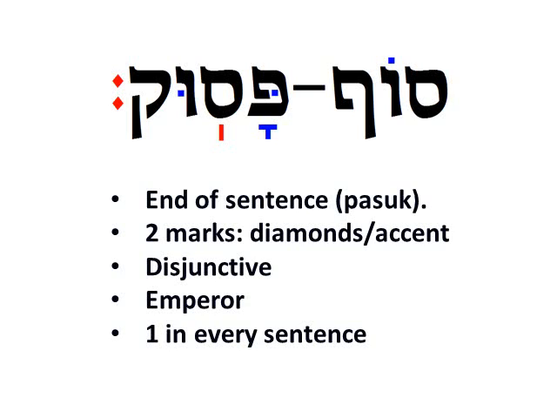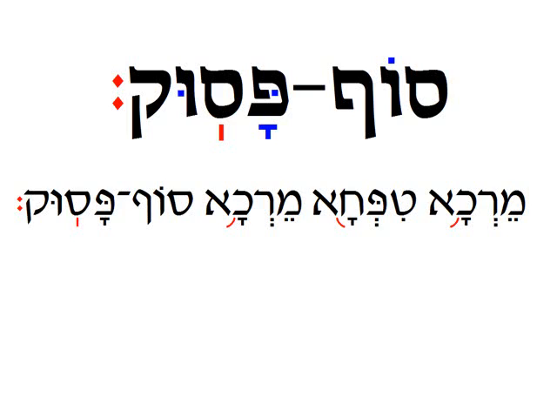The Sof Pasuk is a disjunctive trope, and that is, it ends a phrase. So the trope family will come before this actual trope. And it's also an emperor, and that is that it takes on probably the most weight of any trope mark. It's like a period in a sentence, and there's only one in every sentence of trope. The Sof Pasuk itself, as you can see from this phrase here, which is the trope family itself, comes at the end.